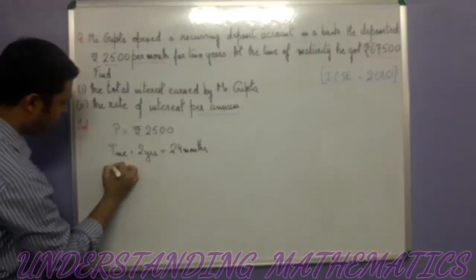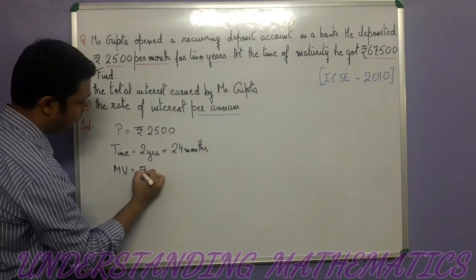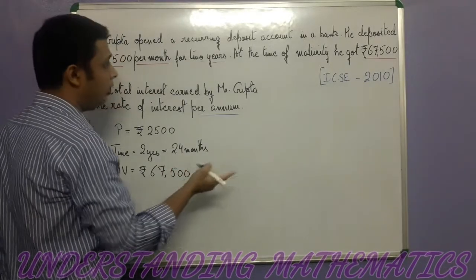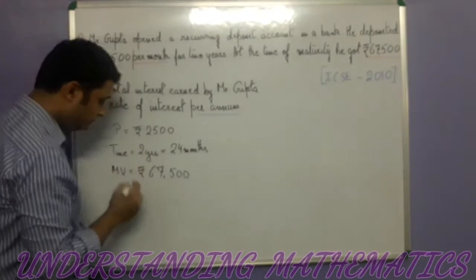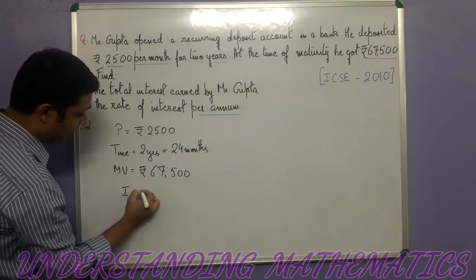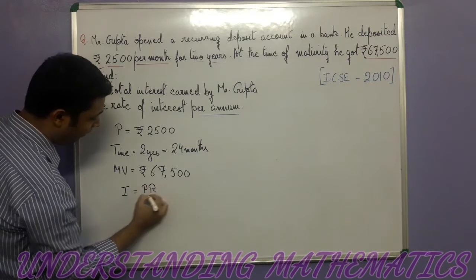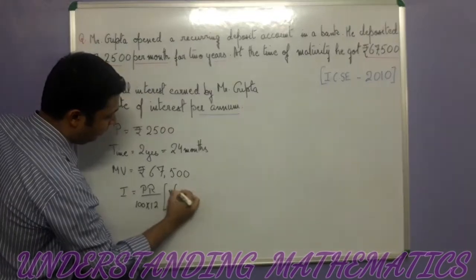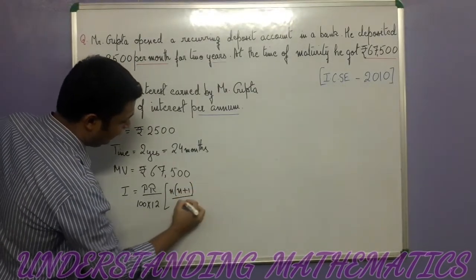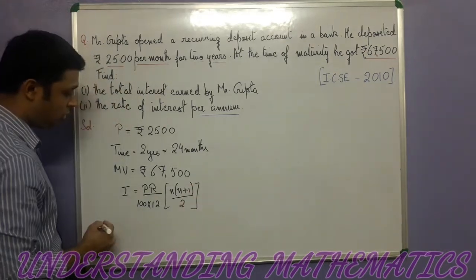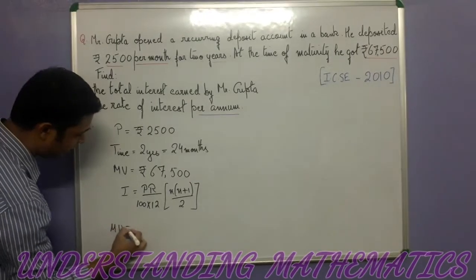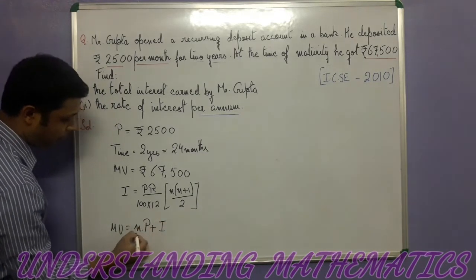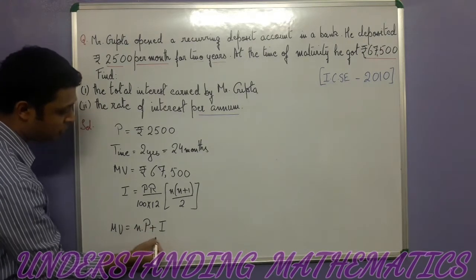And what else is given? Maturity value is given to us as 67,500. So before solving this, just recall the formulas we already know. The first formula was the total interest I, and it was P into R upon 100 into 12, and within brackets we have n into n plus 1 divided by 2. Clear? And then the maturity value formula is nothing but n into P plus I. Clear? Number of months into principal plus I.